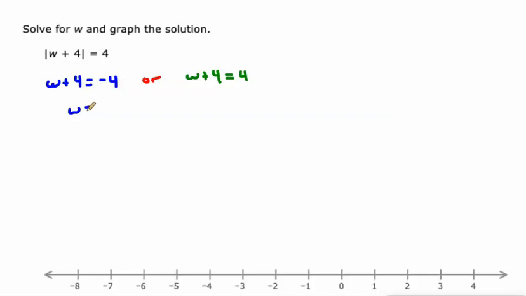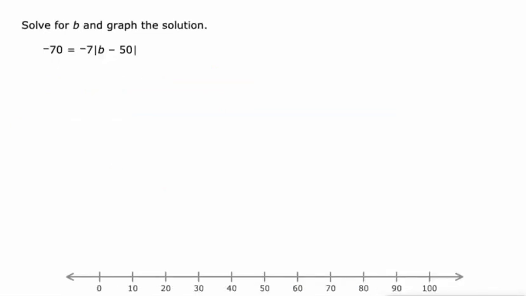So with this one, subtract 4 from both sides, we get w equals -8, and we can plot that on the graph. And then on this one, again, we subtract 4 from both sides and we get 0, and we can plot that on the number line. So we're just taking our solutions and plotting them on the number line.